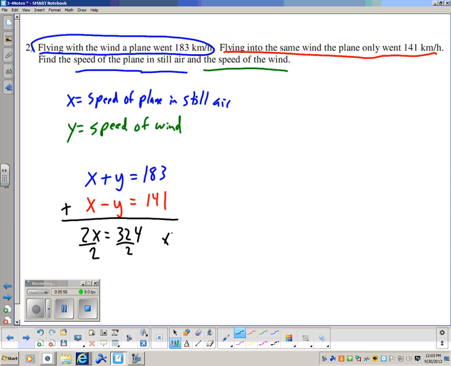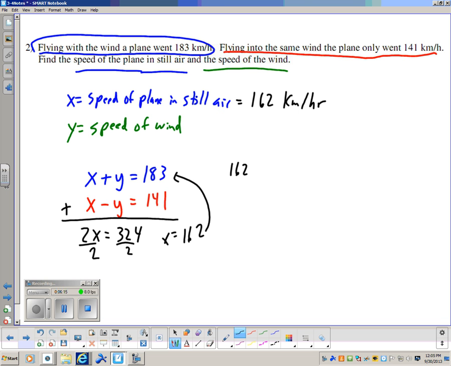And we end up getting x equals 162. So the speed of the plane in still air there is 162 kilometers per hour. Don't forget the label. And then the speed of the wind there, I'm going to have to take 162 and plug it in there.